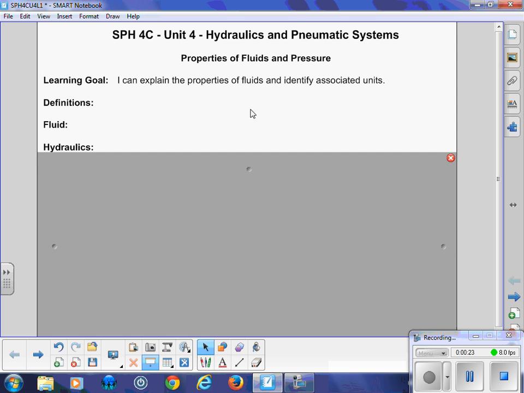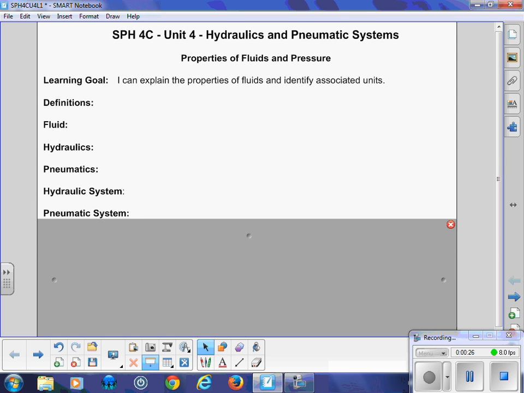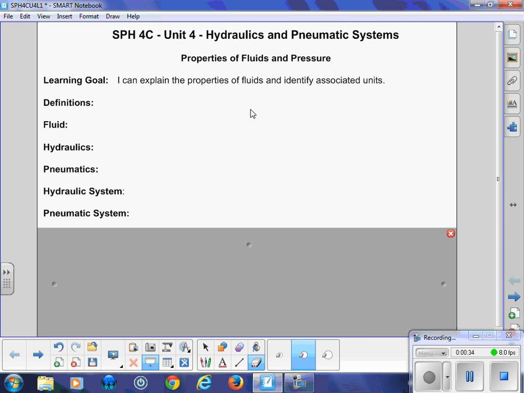As you can see, I have a bunch of definitions, the same thing as before. We need to have common terminology here so we understand the lesson as we go through. So quickly, definition: what's a fluid? A fluid is a substance that flows and takes the shape of its container. Fairly straightforward, but that's the official definition. Hydraulics is the science of properties of liquids.